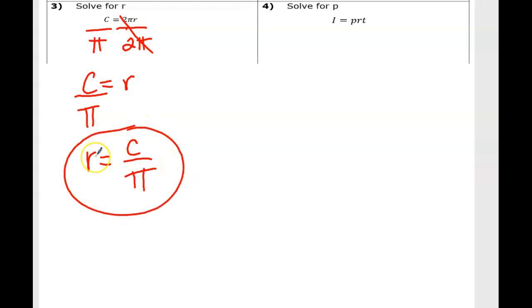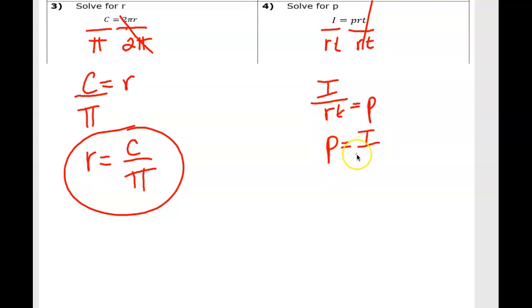If we solve for P here, interest equals principal times rate times time. That's a formula in economics class or banking. So we're going to solve for P, so we're just going to look at the variables we're multiplying by, the R and T, and divide by RT. So I divided by RT is equal to P, because they would cancel out, or P is equal to I divided by RT. There's our answer.